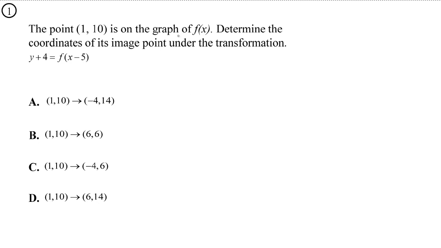So the point (1, 10) is on the graph of f(x), and we have to determine the coordinates of the point under the transformation y + 4 = f(x − 5). Whenever I get a question that deals with these transformations, I like to start off with the general form for any transformed function. You can look this formula up on your diploma formula sheet.